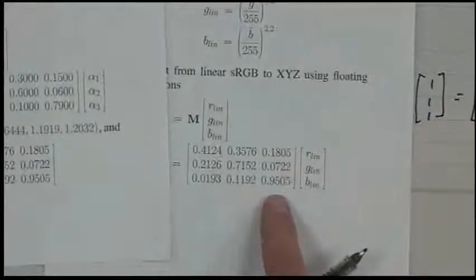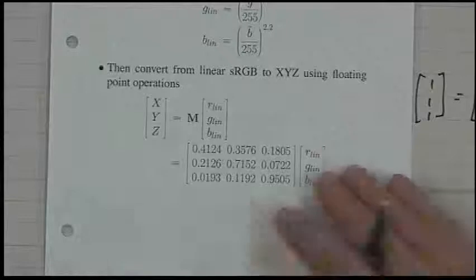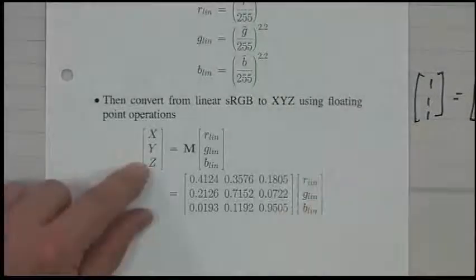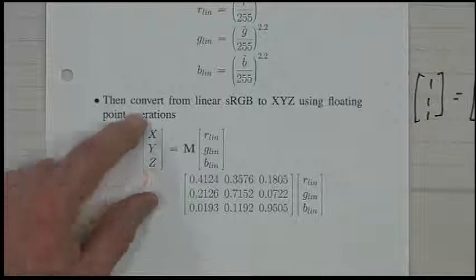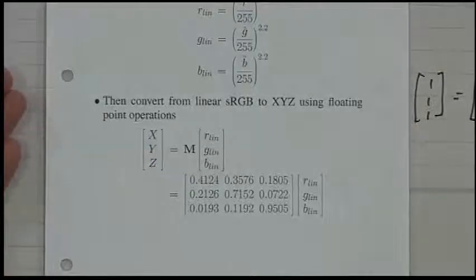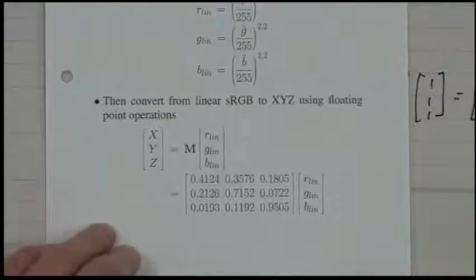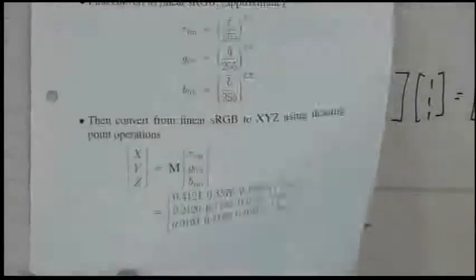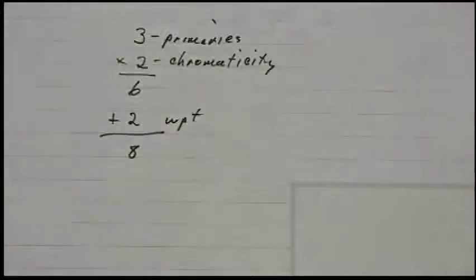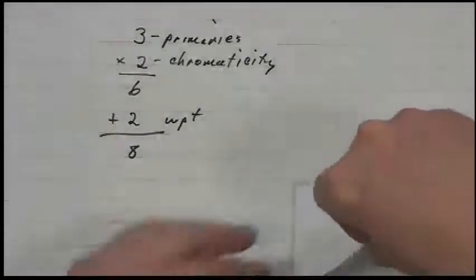Okay. So now what happens is that you take these linear RGB values and it gives you the x, y, z. Now from here you can go to anything you want. You can compute LAB or anything else. Now it just so happens that the inverse transform is pretty much the same thing.